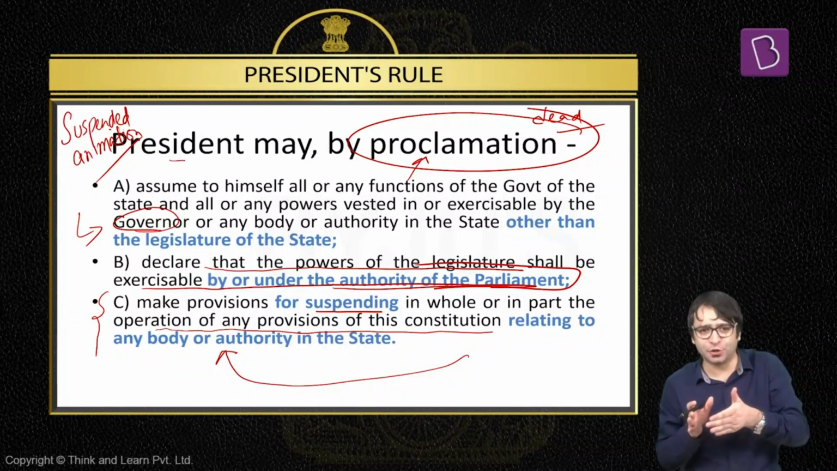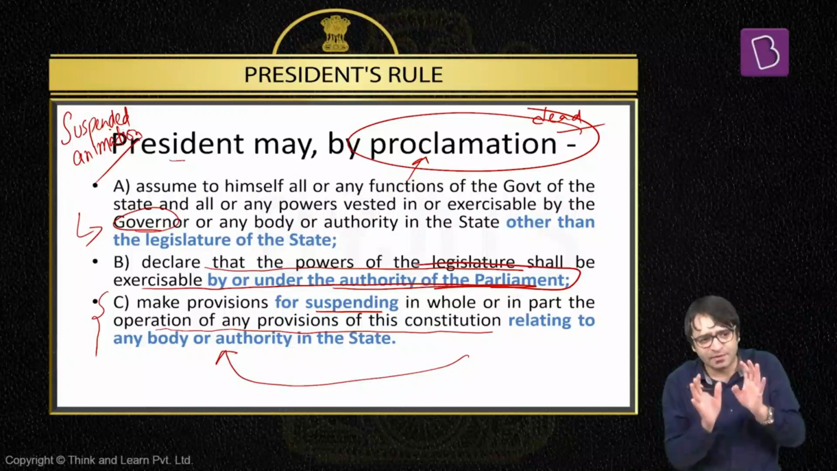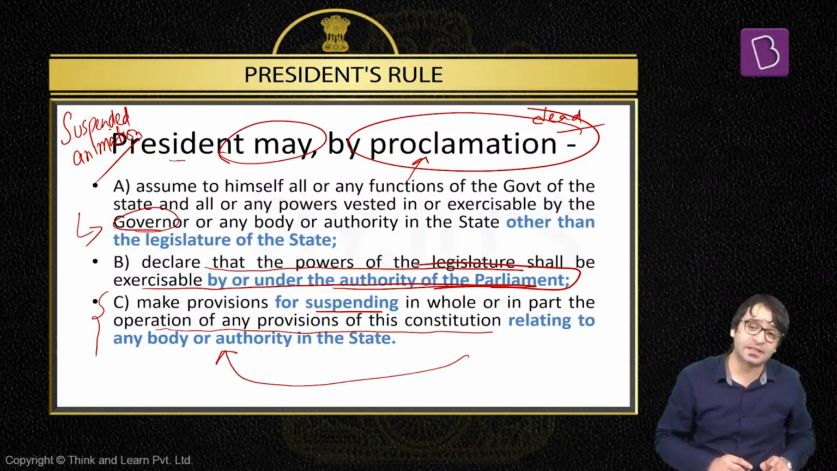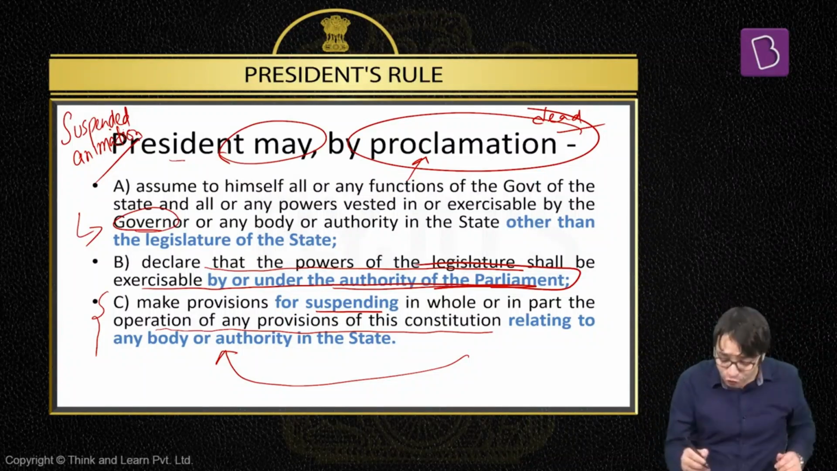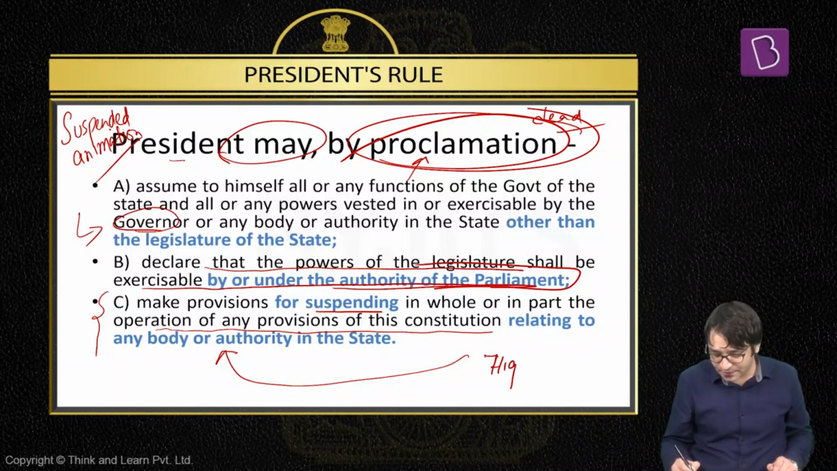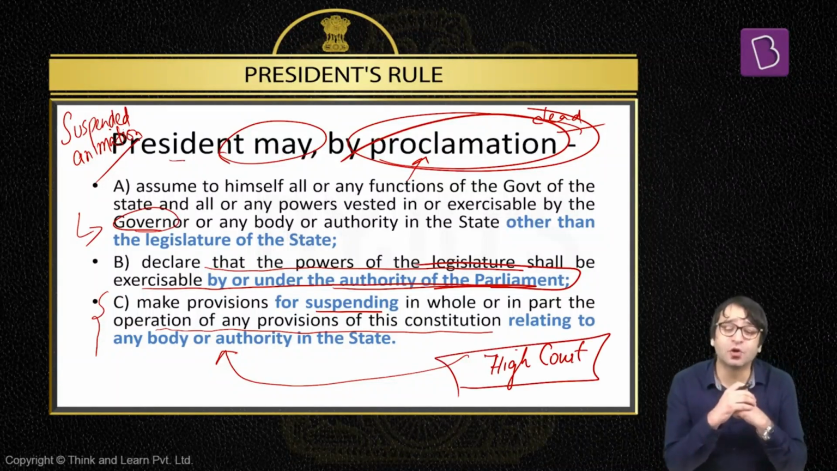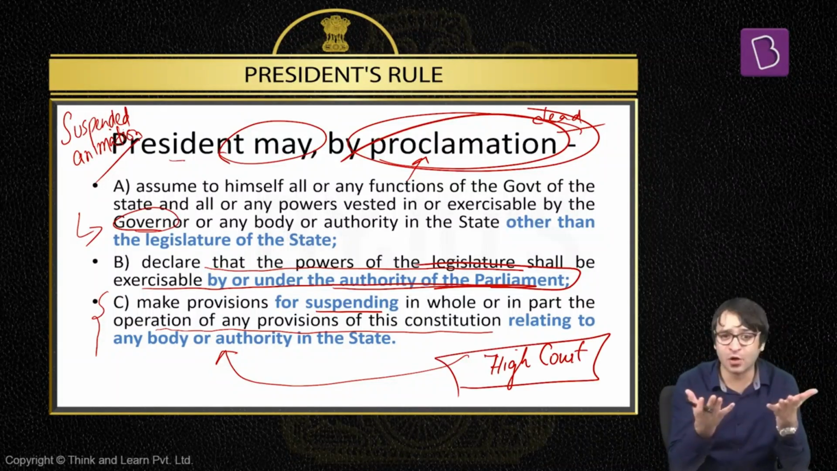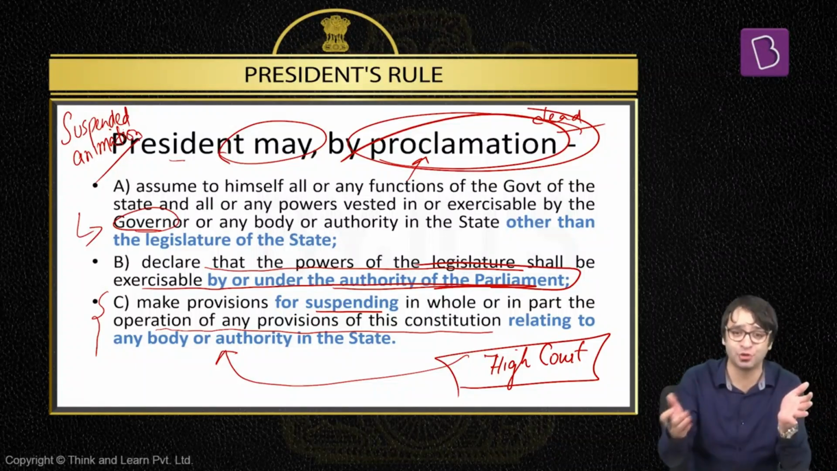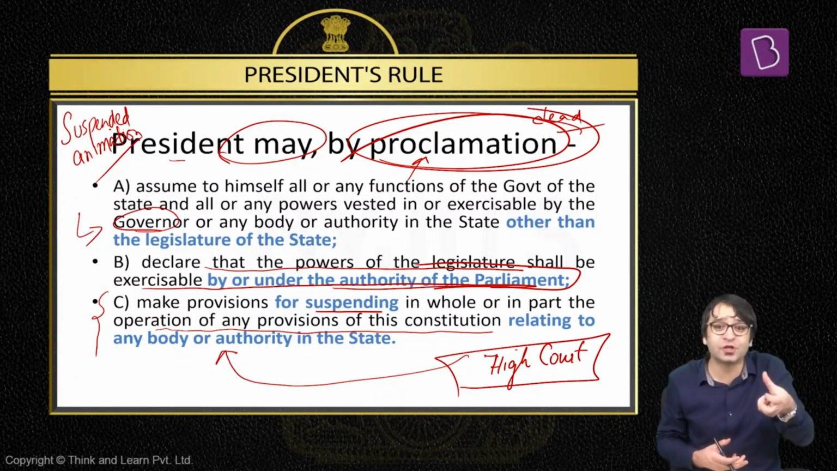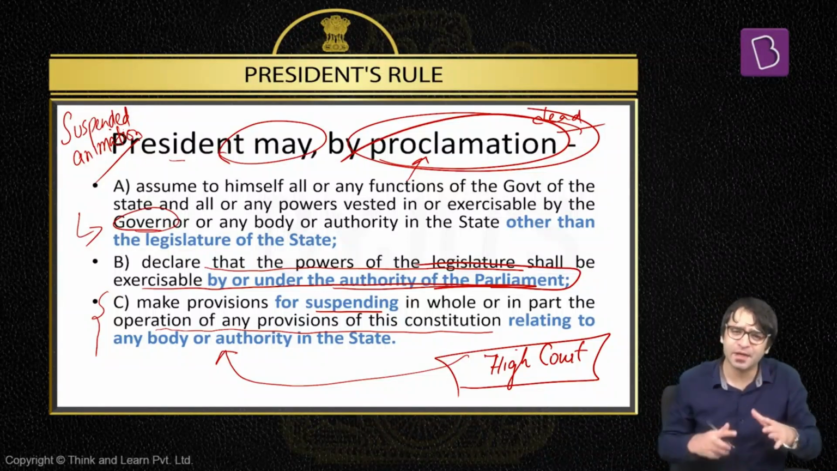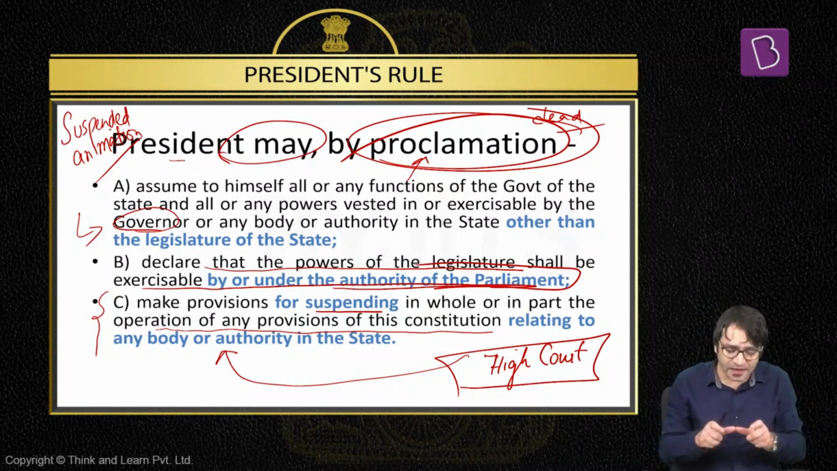For example, any provision of this constitution, either in its entirety or any part of this constitution, will be suspended by the president in this presidential proclamation. But the only thing that the president cannot do in this presidential proclamation, he cannot take over the powers of the High Court, or he cannot suspend the provisions of the constitution with respect to High Court of that state. Because separation of powers. There shall be separation of powers between executive and the judiciary. That means president of India cannot take over the judicial powers of that state, judicial powers of the High Court of that state, which is president proclaims president's rule, and he issues a presidential proclamation.